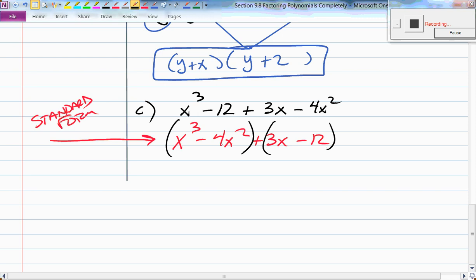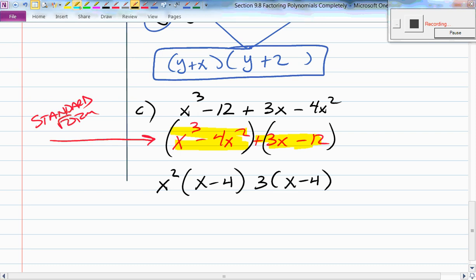What can I pull out of that first binomial right here? I can pull out an x squared. Good. What does that leave me with? X minus 4. Good job. What can I pull out of this next one here? A 3. What would that leave me with? An x minus 4. Awesome.